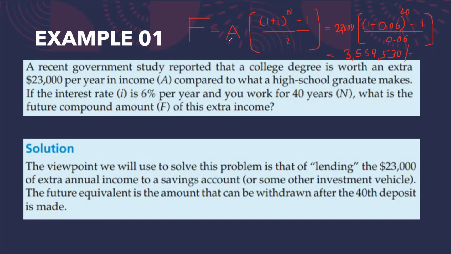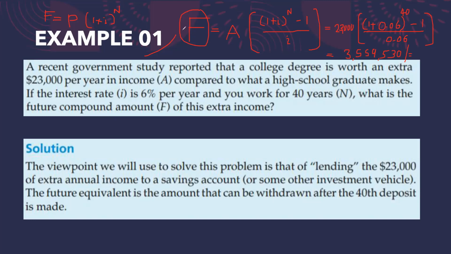There can be questions where the A value or the annuity, the interest rate and the number of years are given, and you will be asked to identify the present value, not the future value. So in that case, instead of using this future value, you need to replace it by the equation that we learned last week. Future value is equal to present value multiplied by 1 plus I to the power of n.